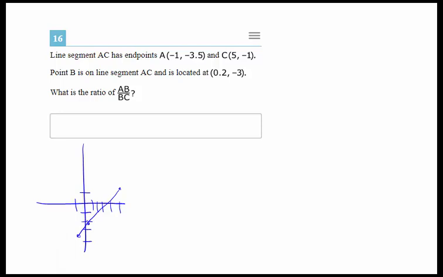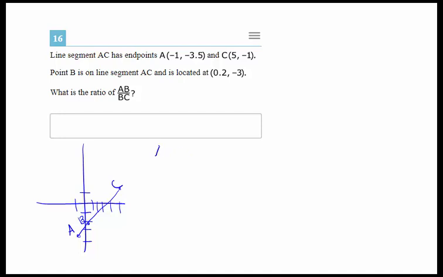Can't get the point to show there. There we go, I got it. So what we want to do, if we want to make this ratio, is basically find, this is A, B, and then C, and we need to find the length of AB and the length of BC, and just create that into a ratio.